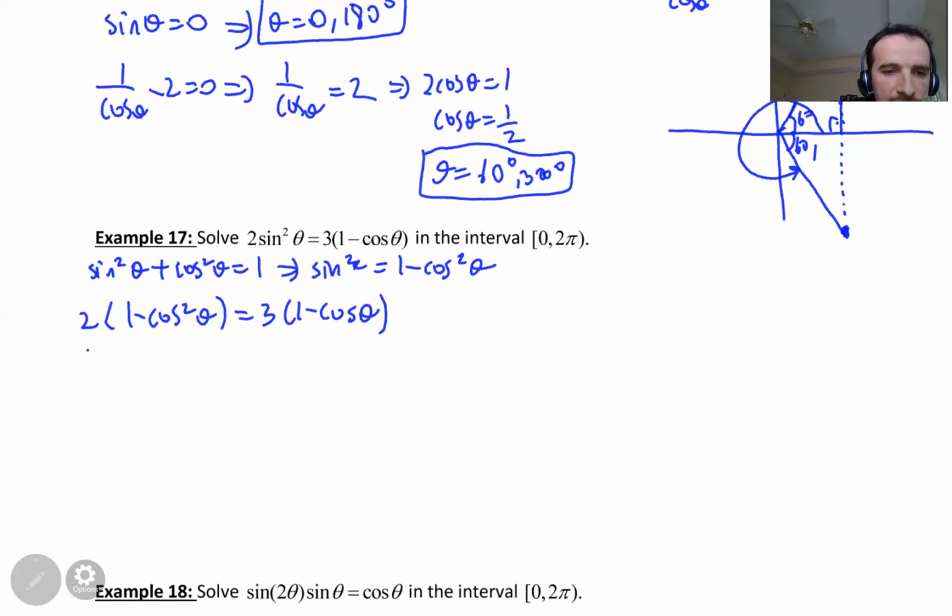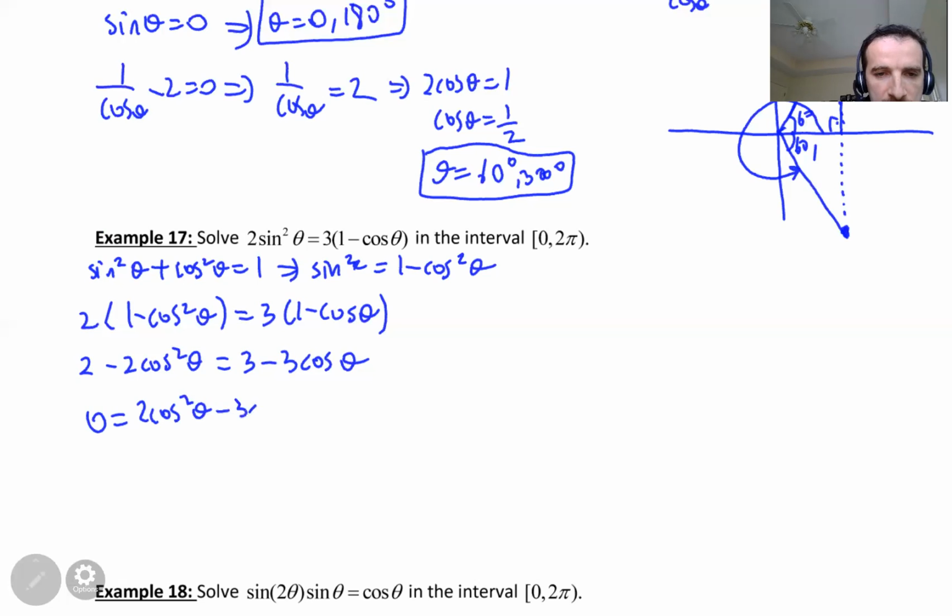Now let me FOIL everything, distribute: 2 minus 2 cosine squared theta equals 3 minus 3 cosine theta. Let me collect everything on one side. Maybe I can move the left-hand side to the right-hand side. So 0 is equal to 2 cosine squared theta. I am adding 2 cosine squared theta to both sides and subtracting 2 from both sides. Negative 3 cosine theta.